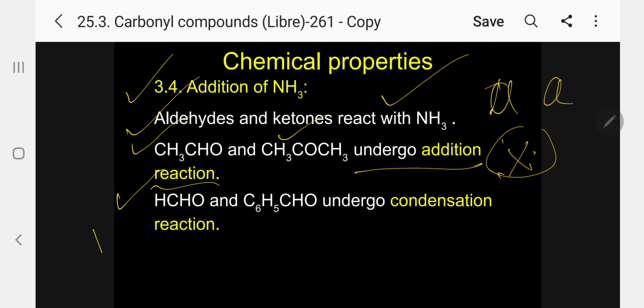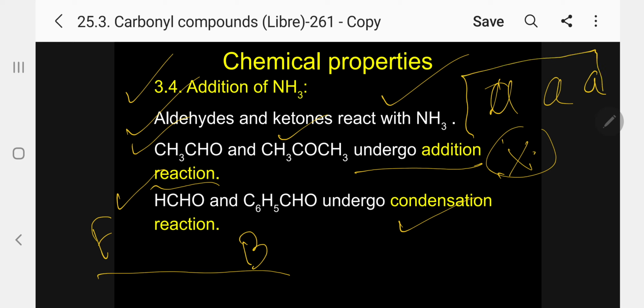Whereas formaldehyde, F, and benzaldehyde, B, undergo condensation reaction. Kindly follow. Please remember the easy way. This is the method to remember: acetaldehyde and acetone undergo addition reaction, triple A. You memorize this way. Please follow. This is normally what we call the secret of chemistry, a tip. Acetaldehyde and acetone undergo addition reaction, triple A, whereas formaldehyde and benzaldehyde undergo condensation reaction.